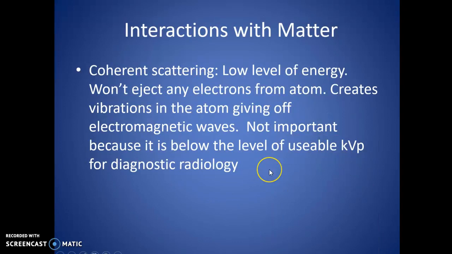Coherent scattering, just to mention, is a low level of energy. This won't eject any electrons from the atom. With the electrons going around in circles, the X-ray will come in and sense a little bit of vibration, but it will not have enough energy to move the electron away from its orbit. This is not really that important because it's at a level lower than the kVp for diagnostic radiology.